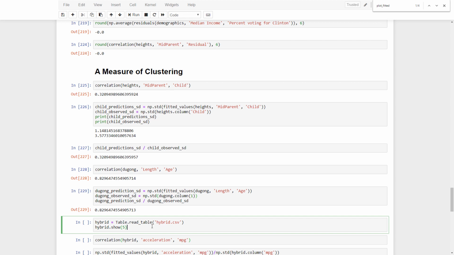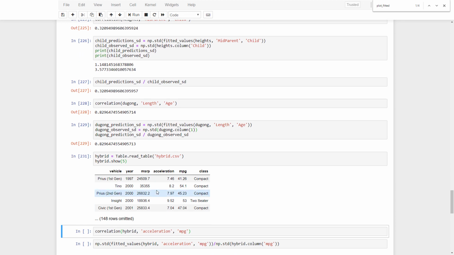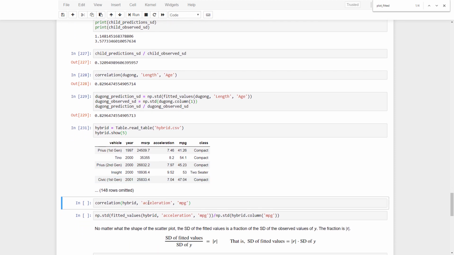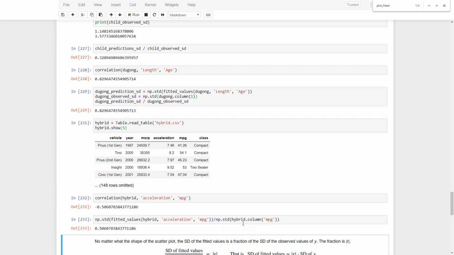Now let's do it on a third data set, the hybrid data set. If you remember, we used it also earlier in that session. If we compute the correlation between the acceleration and the miles per gallon, or the efficiency, we will see that it is a negative correlation. So let's see how this applies to negative correlation cases. Let's compute the standard deviation for the predictions and divide it by the standard deviation of the observed values. We will see that we have the same exact value here, but it is the absolute value.